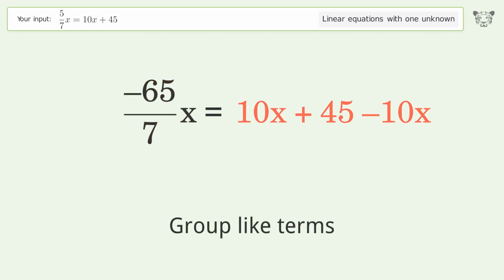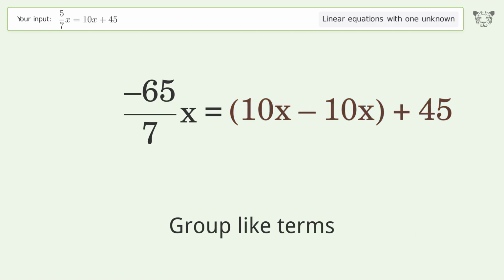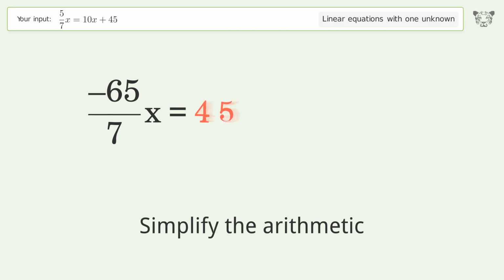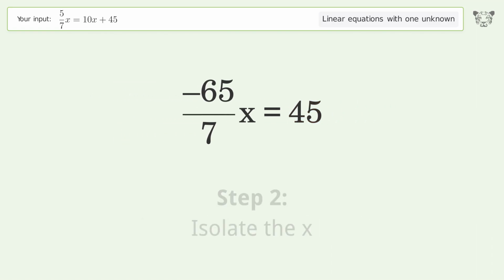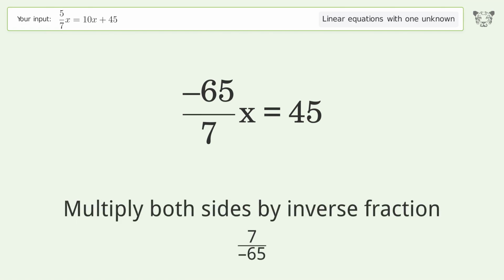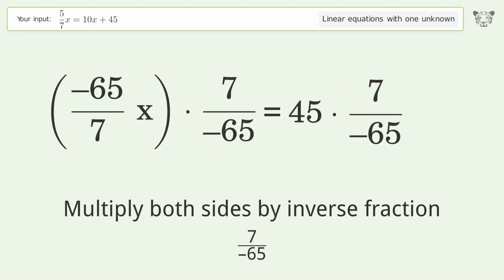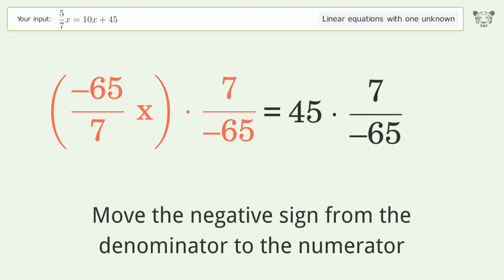Group like terms. Simplify the arithmetic. Isolate the x. Multiply both sides by inverse fraction 7/-65. Move the negative sign from the denominator to the numerator.